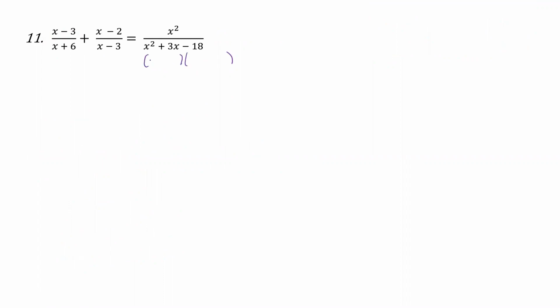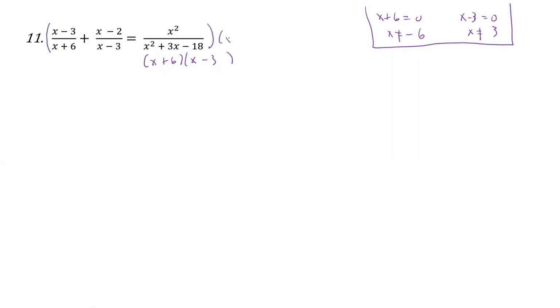And I'm going to guess that that's going to be x plus 6 and x minus 3. So that's 6x minus 3x is 3x and then minus 18. All right, so x plus 6 equals 0 and x minus 3 equals 0. So x equals a negative 6 and x equals a positive 3. So those are the two values that are excluded.